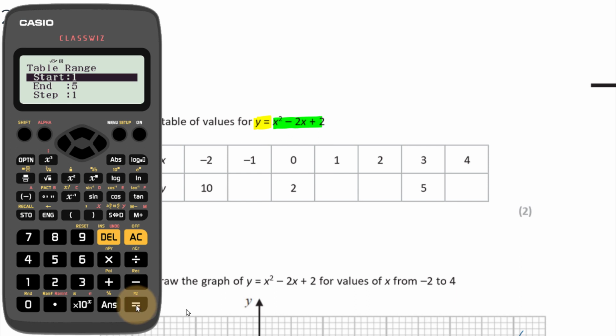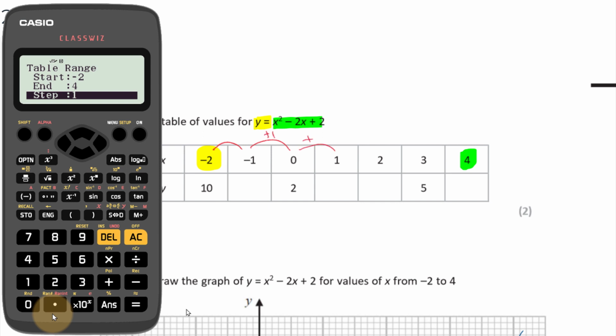Now the start value, that's going to be our lowest value of x here. So we need to start at -2. So -2. End value, well, that's going to be up at the other end. We're going up to 4, aren't we? So our end value is 4. Step, what we're going up in here. Now, if you have a look at the x values, they are going up in ones, aren't they? Add 1, add 1, add 1. We're going up in ones. That's the step. So we're stepping up in ones. Okay. Now, if I press equals again, it's going to create a table for me. And you can see I've got x values and y values here.